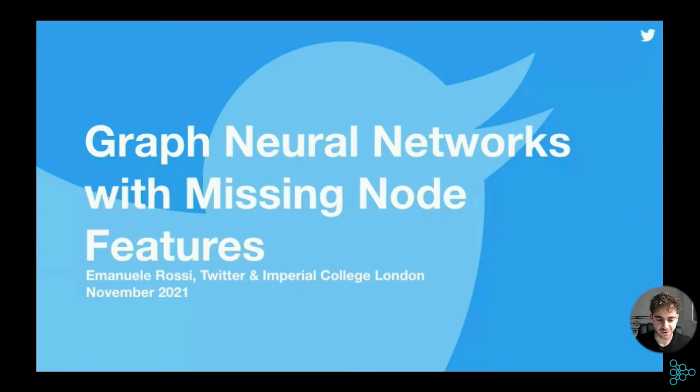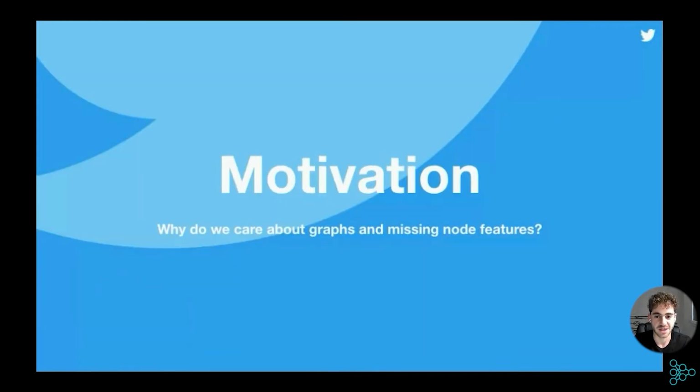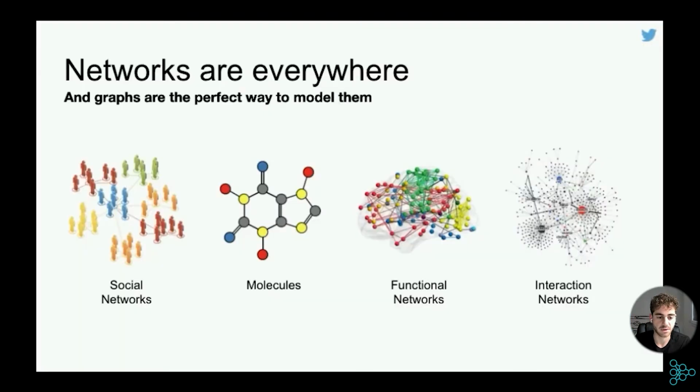Thanks a lot, Peter, for the introduction. Okay, so let's get started. I actually changed the title a little bit to graph neural networks with missing node features, and we'll see in a second why. But let's start with some motivation for this talk. Why do we care about graphs and, in general, learning on graphs, and in particular, why do we care about having missing node features in a graph?